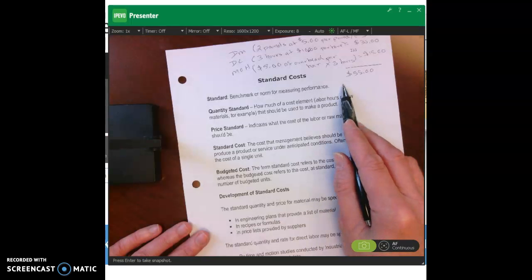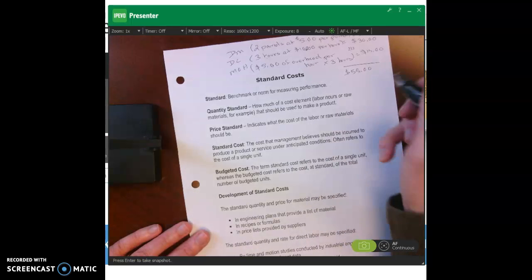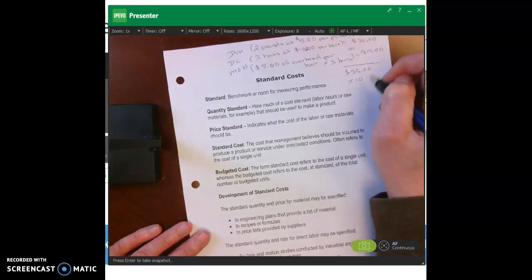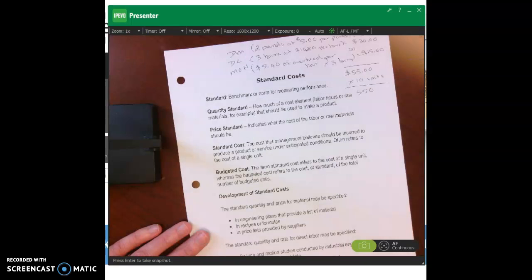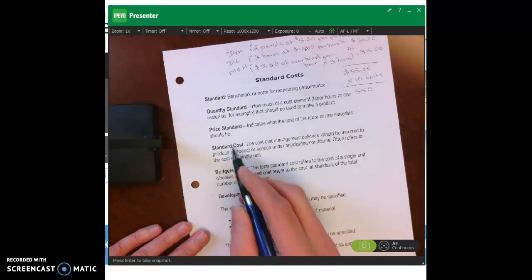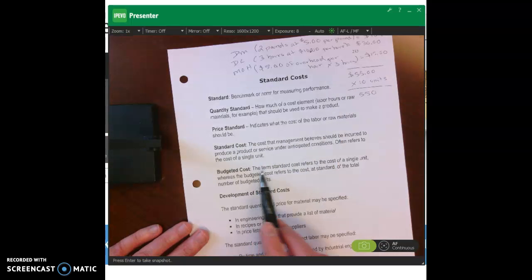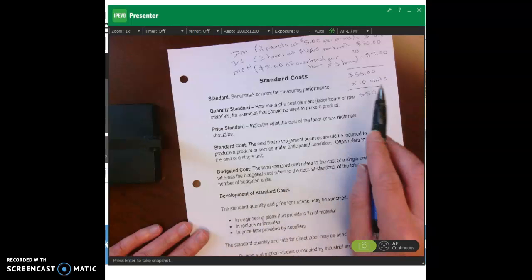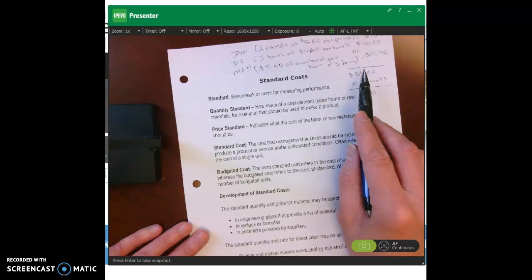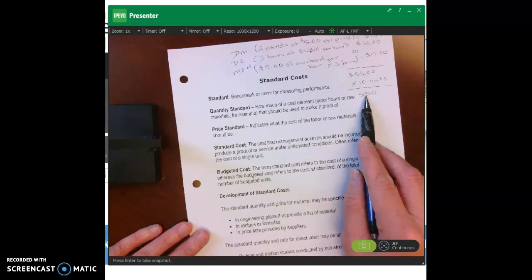So if we made 10 units, right, and it costs us $55 per unit, what we could say is multiply that times the 10 units that we make. Should cost us $550 to make those units. Okay? That's the difference between standard versus budgeted. Standard is on a per unit basis. Budgeted is the cost, the standard of the total number of budgeted units. So if we budget to make 10 units, it costs us on standard $55 per unit. We should have a total cost of $550.